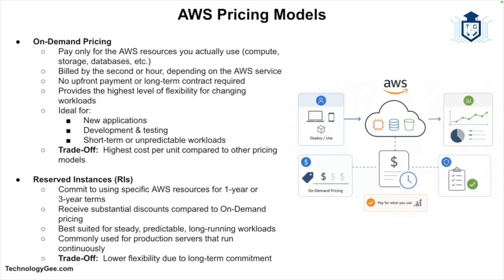All right, so let's talk about AWS pricing models, because AWS doesn't just have one pricing model, it has several. Understanding this is critical. So the first is on-demand pricing. And this is the default model.